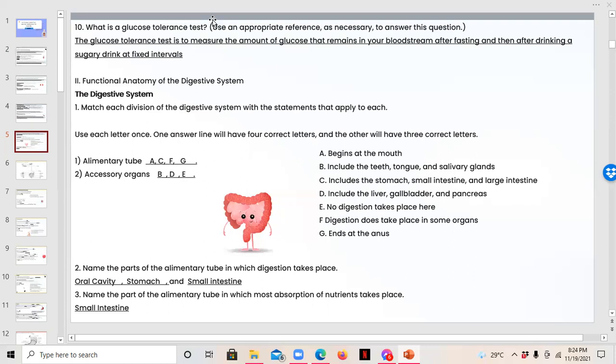Number 2, accessory organs. The answers are letter B, include the teeth, tongue, and salivary glands. Letter D, include the liver, gallbladder, and pancreas. And lastly, letter E, no digestion takes place here. Number 2, name the parts of the alimentary tube in which digestion takes place. Oral cavity, stomach, and small intestine. Number 3, name the part of the alimentary tube in which most absorption of nutrients takes place. The answer is small intestine.